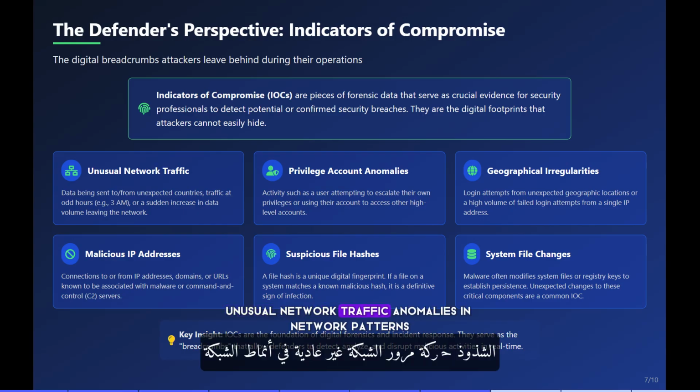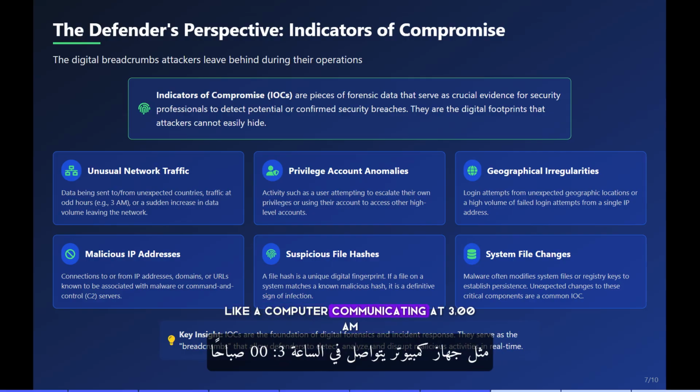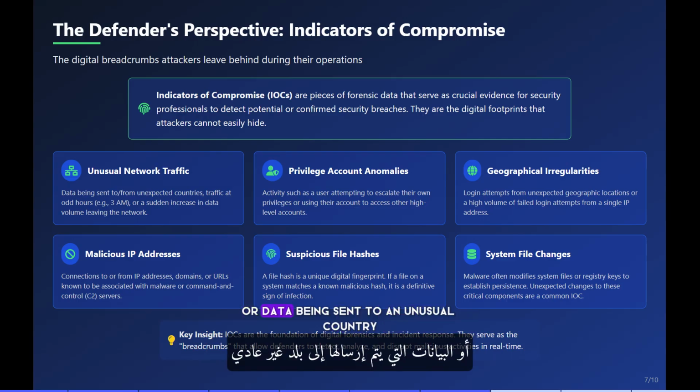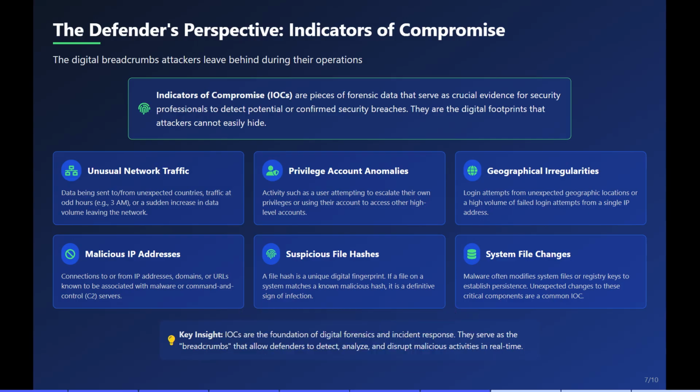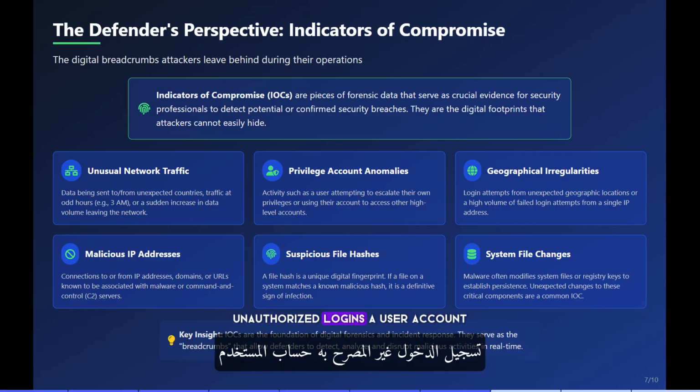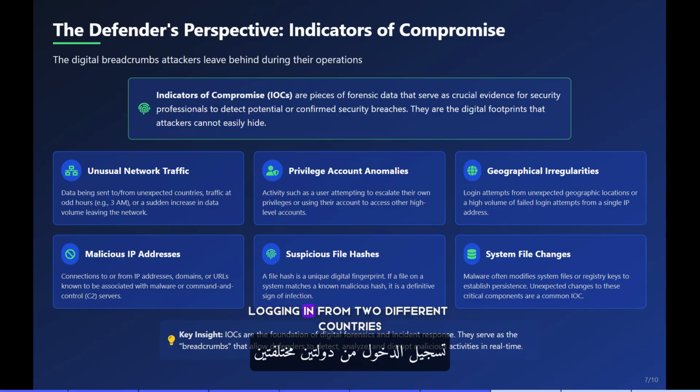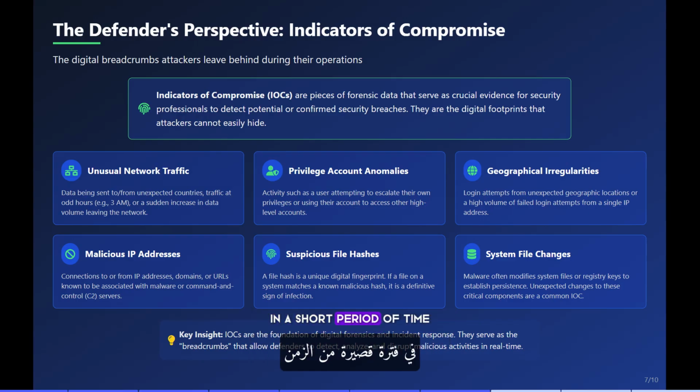Unusual network traffic. Anomalies in network patterns, like a computer communicating at 3 a.m. or data being sent to an unusual country. Unauthorized logins. A user account logging in from 2 different countries in a short period of time.